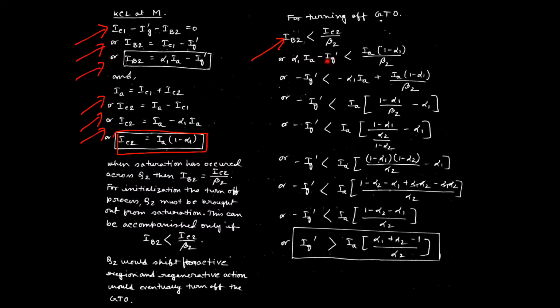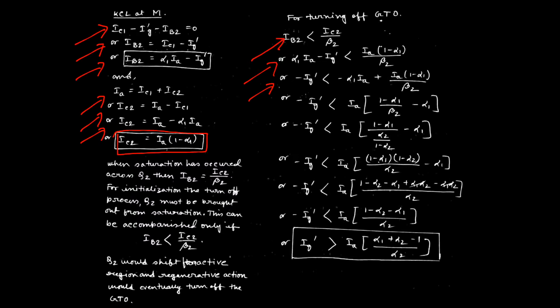That means we can replace the equation over here, as well as we know IC2 is equal to IA into 1 minus alpha 1. That is why we can replace the equation over here, that is IA into 1 minus alpha 1, and beta 2 remaining in the same position. That means we can have the equation alpha 1 IA minus IG1 less than IA into 1 minus alpha 1 by beta 2. Okay. After simplification, we can rewrite the expression: minus IG dash less than minus alpha 1 IA plus IA into 1 minus alpha 1 by beta 2.